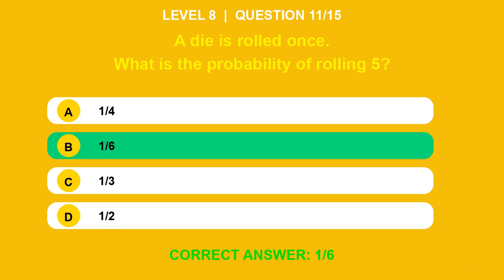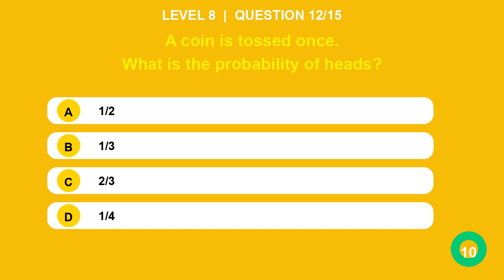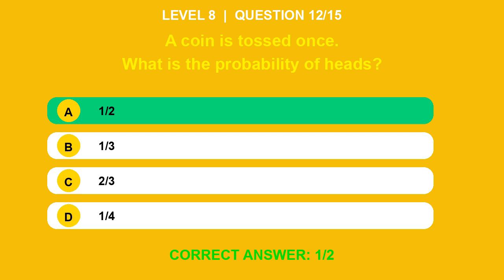Answer is 1/6. A coin is tossed once. What is the probability of heads? Answer is 1/2.